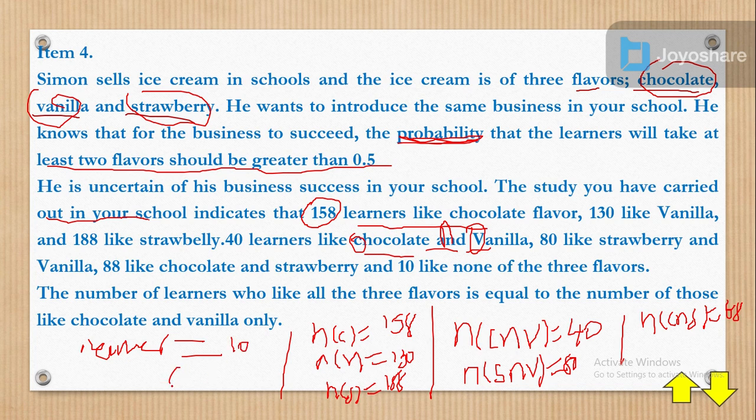What I'm meaning with neither is that when you do all the 3 circles like this, this is the Venn diagram of ours, that number should always be outside the circles. That's what we mean by neither. As simple as that. Then there is the logic here. They're saying the number of learners who like all the 3 flavors is equal to the number of those who like chocolate and vanilla only. Shall analyze that logic also in the time to come. Let's go and summarize that.